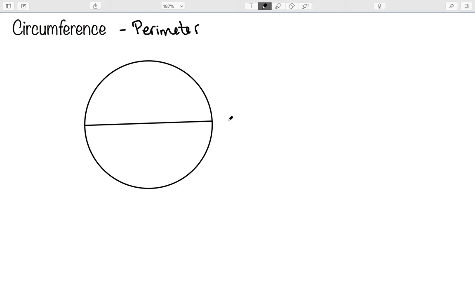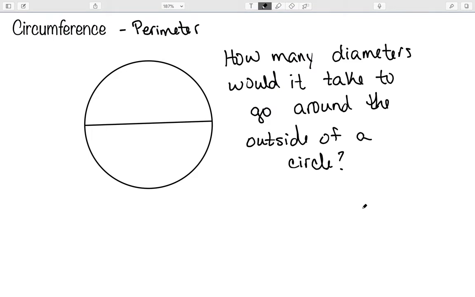Let's suppose I have this circle here with my given diameter. What I want to know is how many diameters would it take to go around the outside of a circle? So if I think of having a piece of string that's the length of the diameter, how many copies of that string would I need to go all the way around the circumference? It turns out that that number is pi, which is approximately 3.14. So when the circumference of a circle is measured by its diameter, the result is always pi.